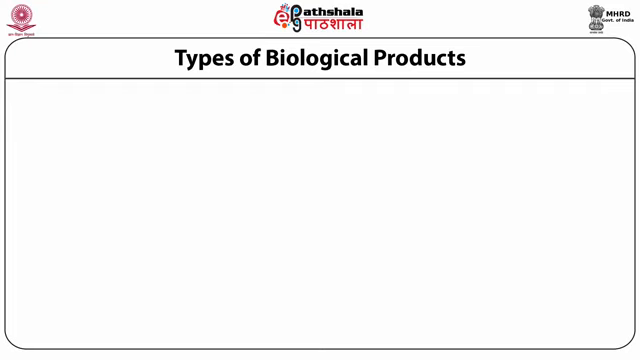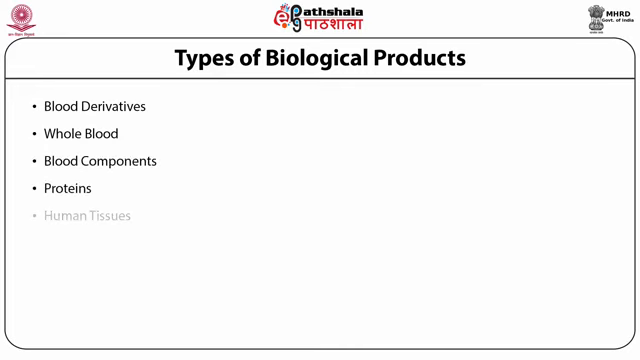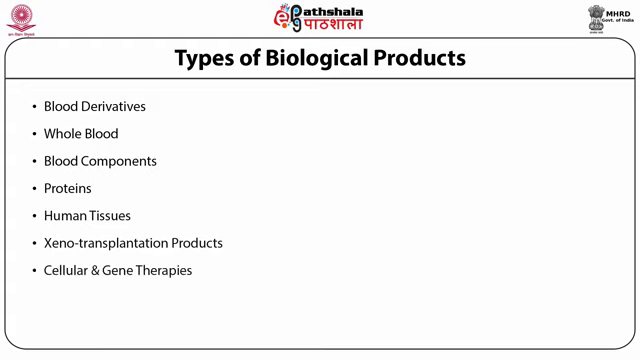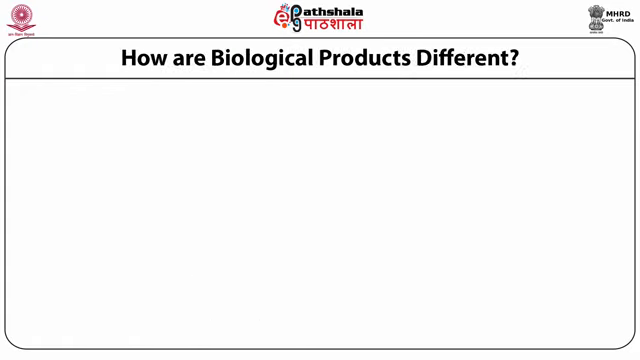Types of biological products. The biological products are of various types that include blood derivatives, whole blood components, proteins, human tissue, xenotransplantation products, cellular and gene therapy products, allergenic extracts, and vaccines, which may be for preventive or for therapeutic purposes.